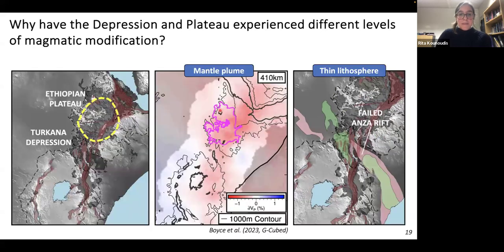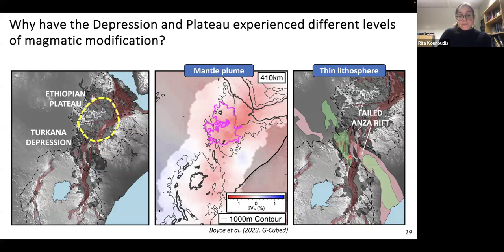So to put things together, why is the Turkana Depression so relatively melt poor compared to the Ethiopian Plateau, when they're both underlain by a mantle plume? And the Turkana Depression has even experienced a phase of rifting before the mantle plume arrived that would have thinned it and perhaps enhanced the magmatism there. But that's not the picture we see.